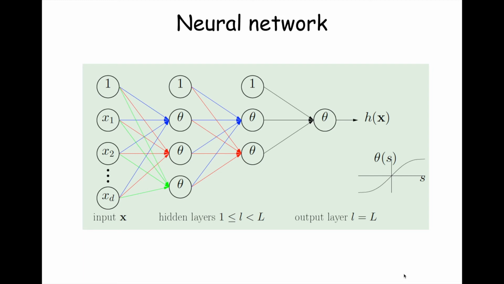Does that make sense? So we keep doing that layer by layer in the forward direction from left to right until we get some final output, a single output, and that's our hypothesis h of x. Does that make sense? Okay.